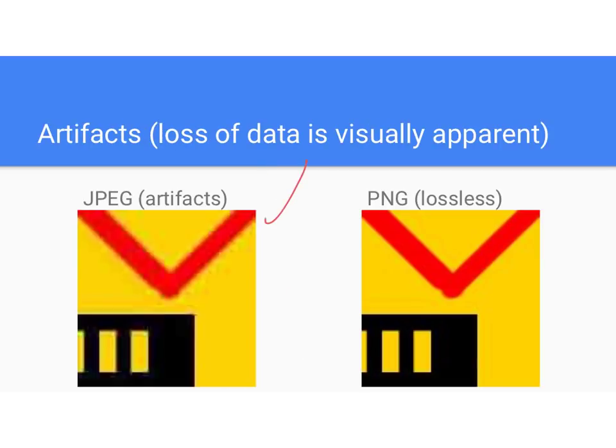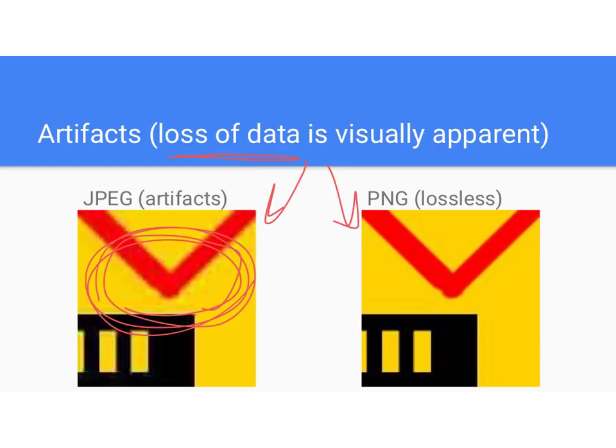I do have a picture here where you can see the difference. A JPEG has what are called artifacts. Basically, if your loss of data is large enough, you can get some visually apparent problems with the image. Compared to this lossless PNG where everything is crisp and we have not thrown any of the original data away.